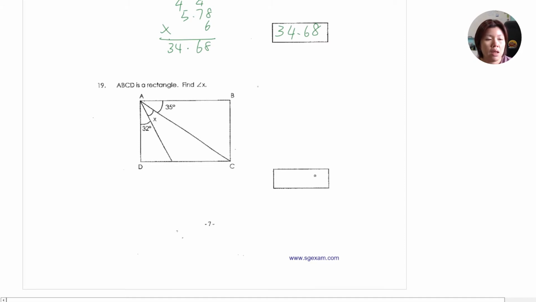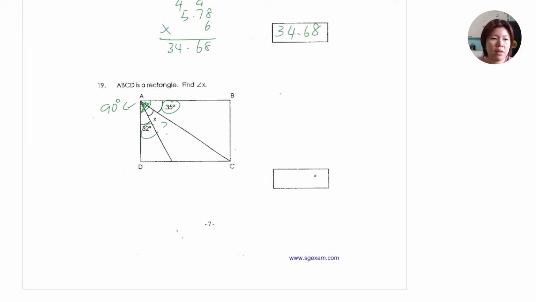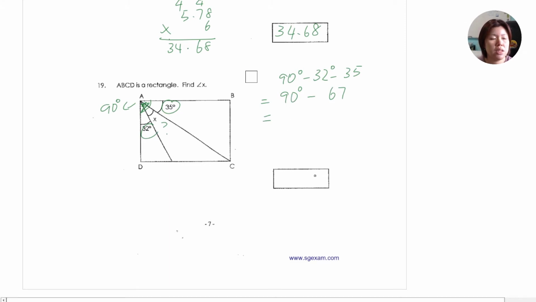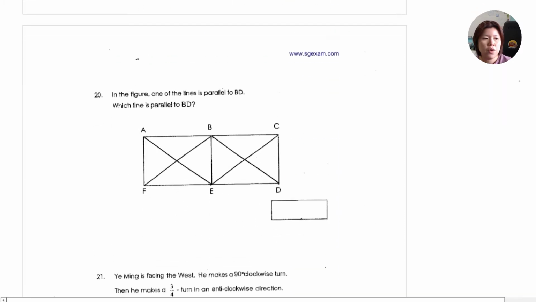Okay, let's move on. Rectangle. Angle for rectangle is 90 degrees. So this part here is 90 degrees. I have here, so I can find this part. So it's actually 90 degrees minus 32 minus 35. We can take 32 plus 35 first, so easier is 67. So when we minus is 23. Okay, let's move on to the next one.